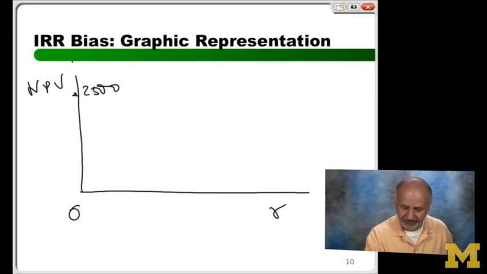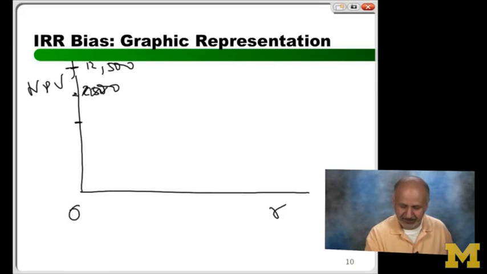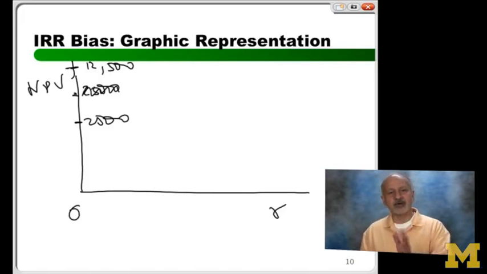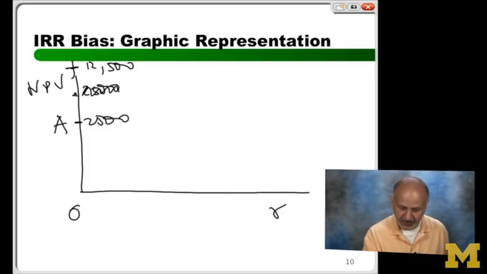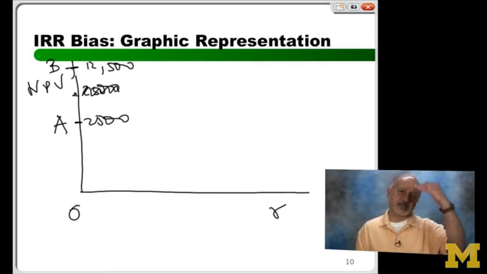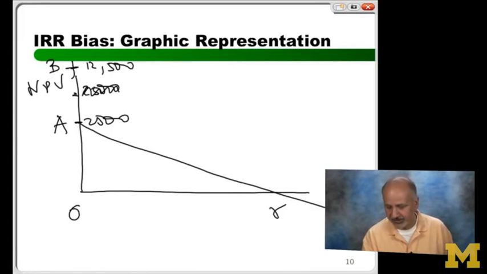Project B, and I'm not drawing to scale, 12,500. Apologize for this. In fact, let's do this. Let's make this 2,500. Just to make sure we are at least approximately scale friendly. So how did I get the 2,500? If the interest rate is 0, I just take 7,500 minus 5,000. This is which project? A. This is which project? B. Why is B 12,500? Because I get 62,500 and subtract 50,000, right? Everybody okay? Okay.